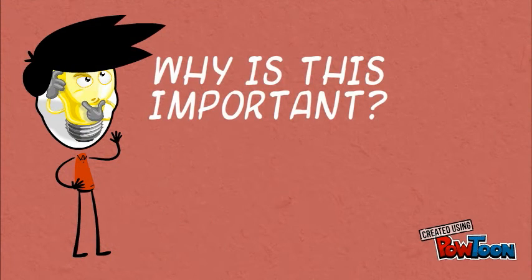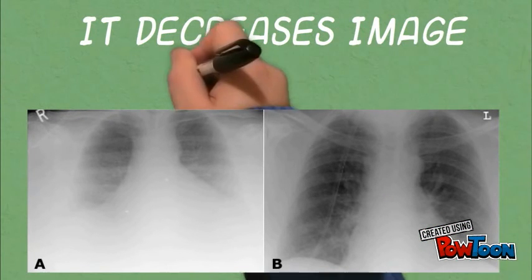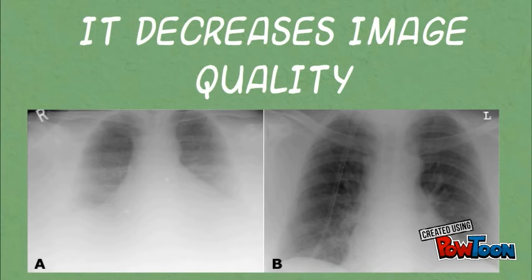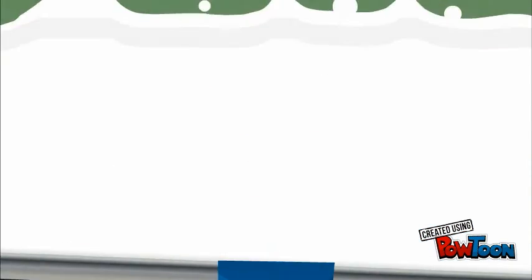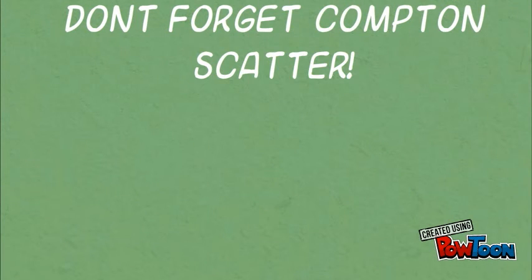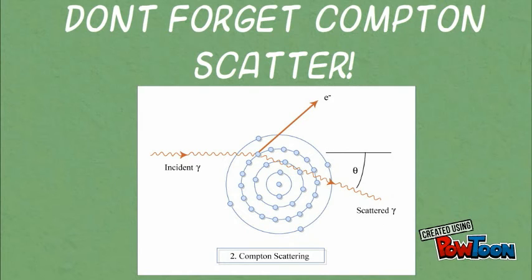So why is this all so important? Well, it's important because Compton scatter is the leading contributor of scatter in diagnostic imaging, and not only affects the images produced, but also is a danger to the radiographer and anyone else within the X-ray room or in the vicinity. It is important to note and remember what Compton scatter is and what influences its occurrence in order to take the necessary steps to diminish it.